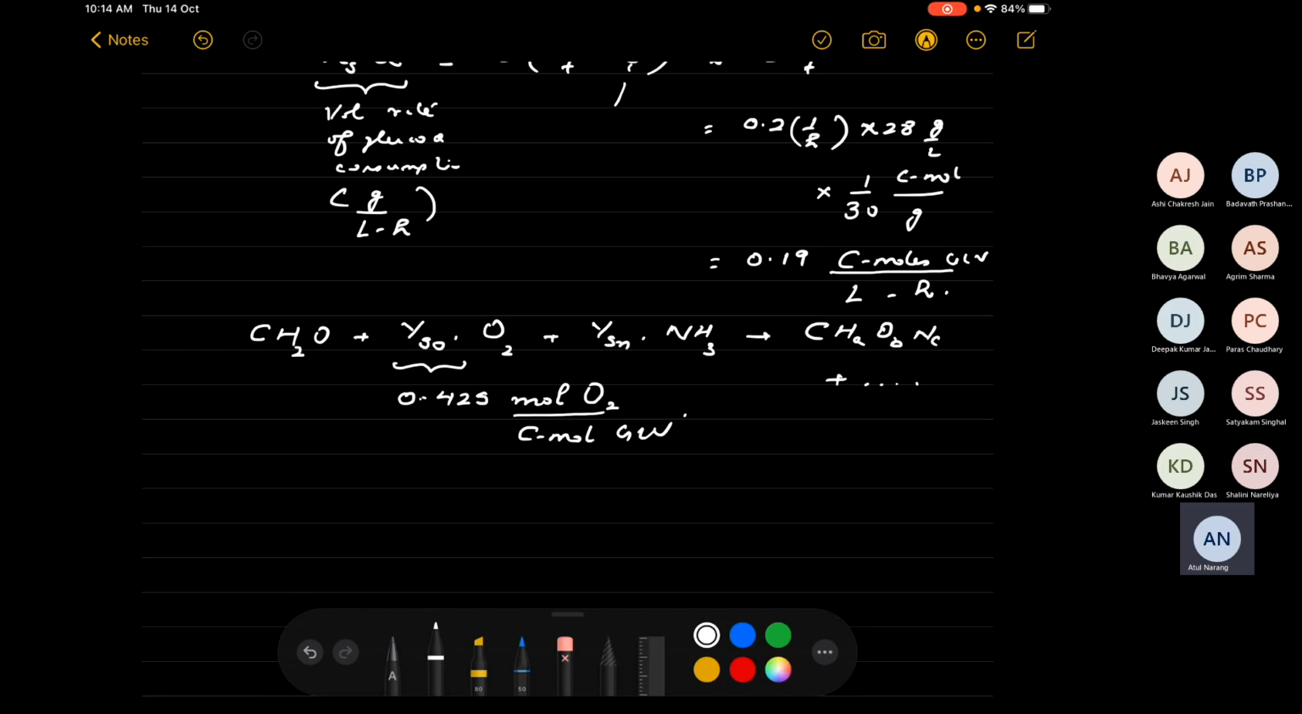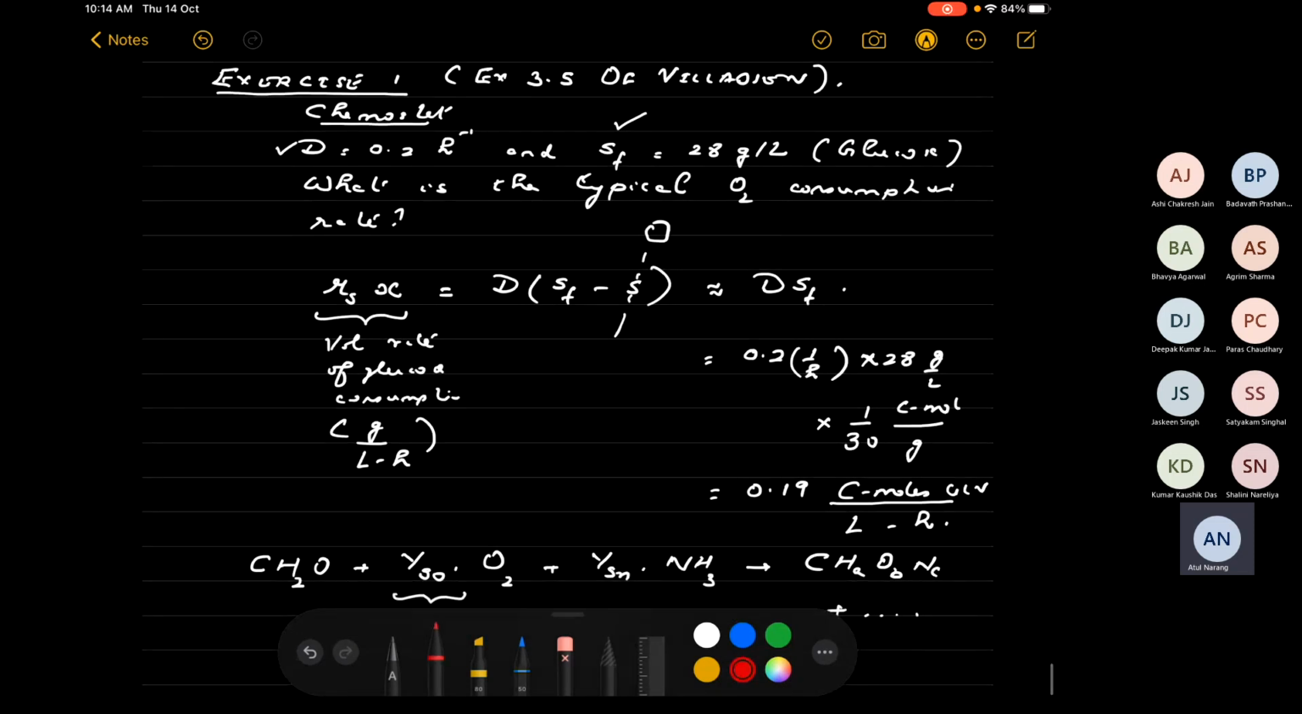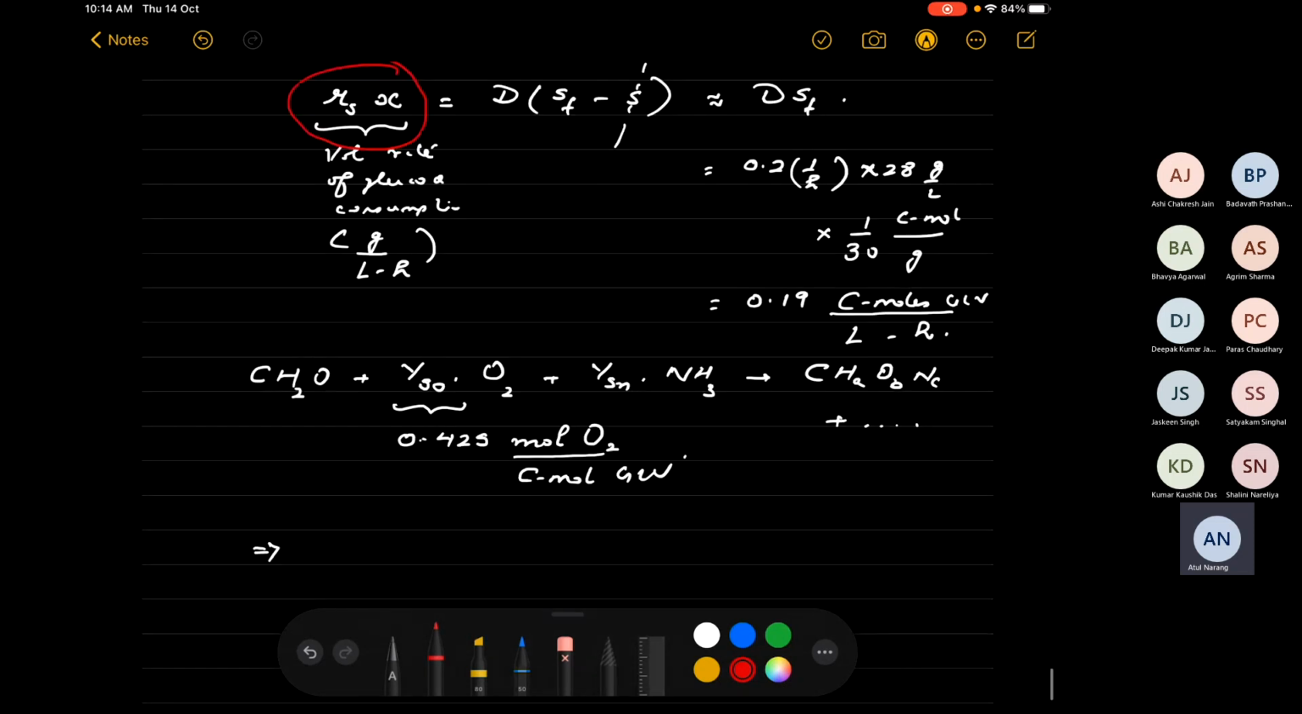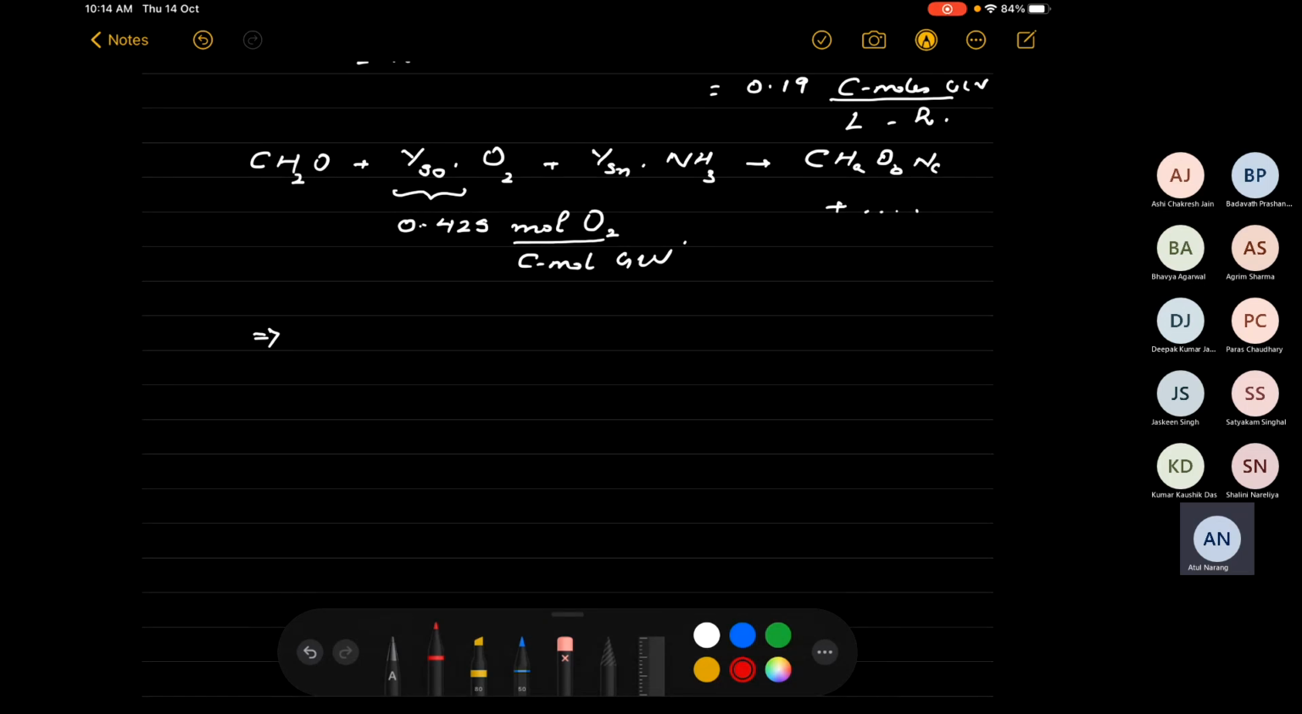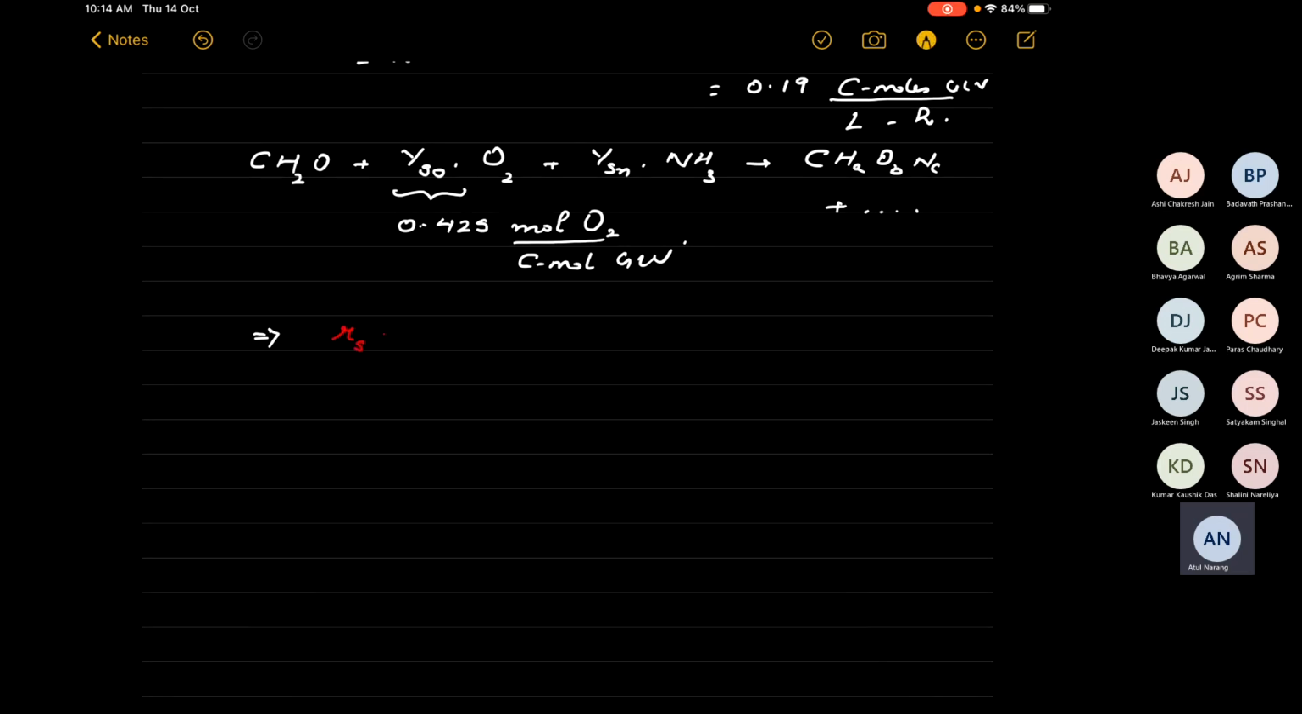Well, with these two things, you can now calculate that coming back, this is the quantity that we were after. We want to know how fast oxygen is consumed, typically in a reactor, and we get the number that Rs times X is on the order of 0.19 C moles of glucose per liter per hour, multiplied by 0.425 moles of O2 per C mole of glucose, and that gives me the approximate number 0.08.